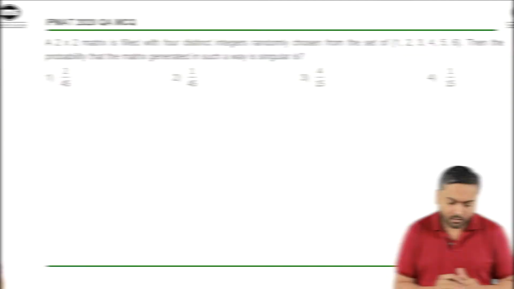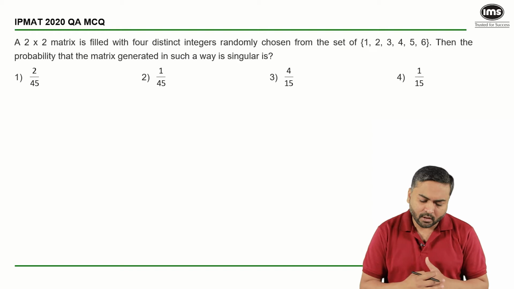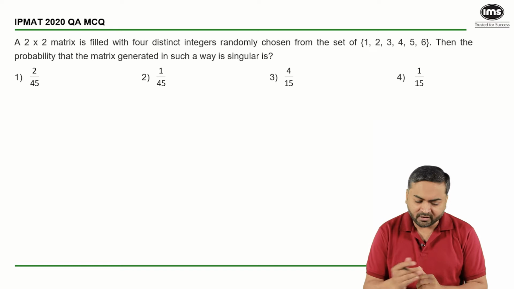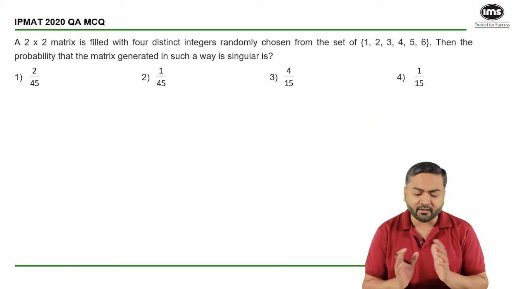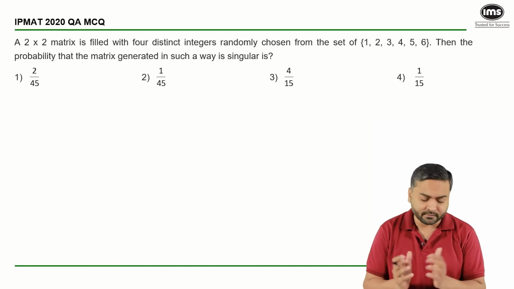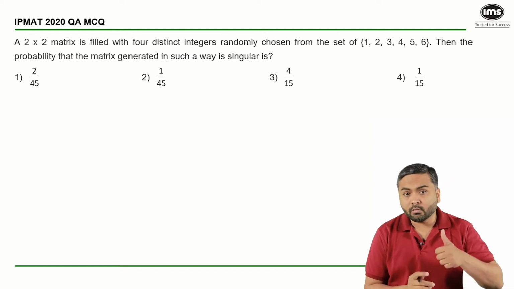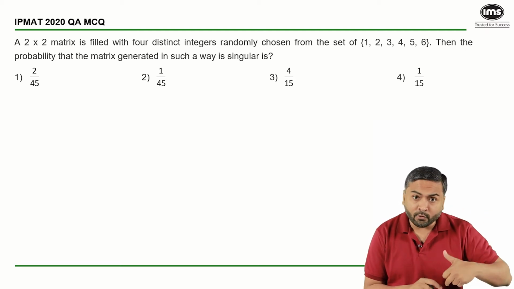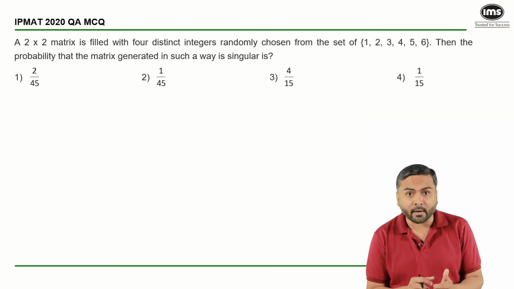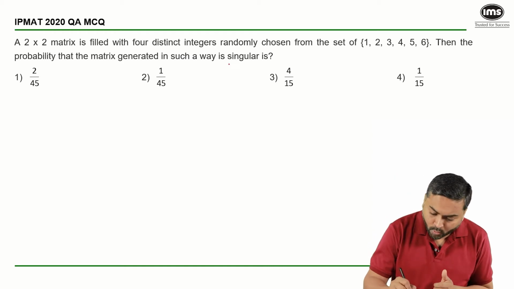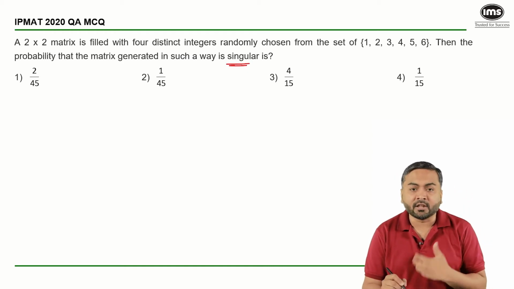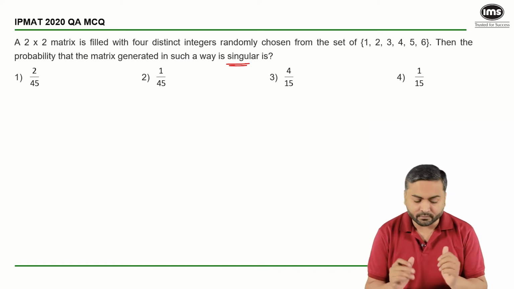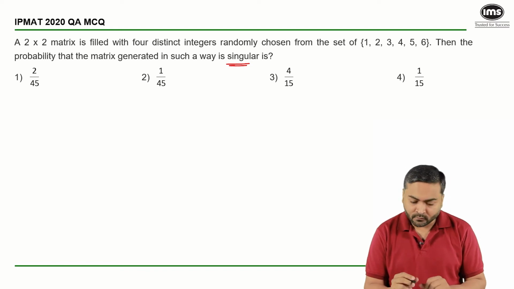A very interesting question which says that a 2 by 2 matrix is given to us with 4 distinct integers randomly chosen from the given set, and the probability of a matrix generated in such a way is singular is. So that's a combination of concepts, matrix as well as permutation and probability concept. Before that, you need to know when the matrix is singular. The matrix is singular when the determinant is 0, right?